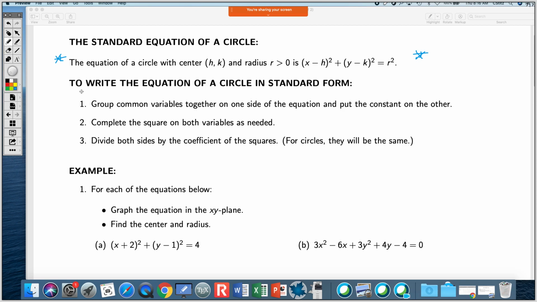So to write the equation of a circle in standard form, we're going to group the common variables together, put the constant on the other side, complete the square, and we're going to review this here in a minute, and then divide through by the coefficient of the squares. All right.